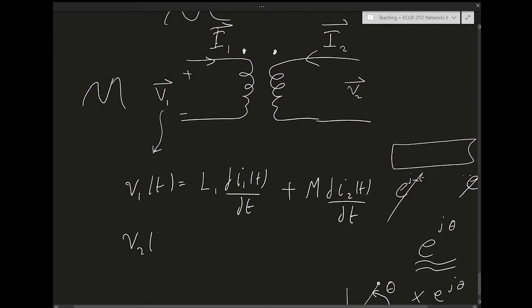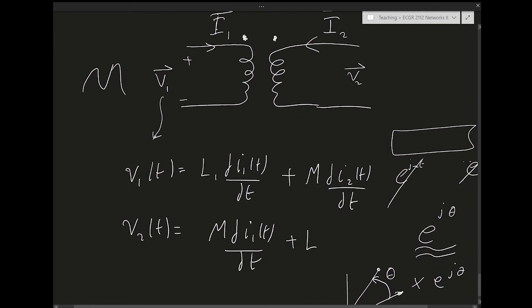And then V2(t) equals, let me start with the mutual term, M di1(t)/dt. Again, I1 is going into the dot, so this remains positive, and the polarity of V2 matches the polarity of the dot, so this remains positive. Plus the self-inductance term, which is L2 di2(t)/dt.